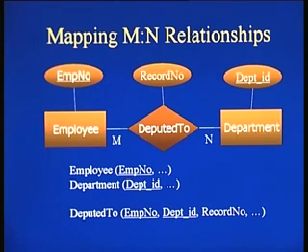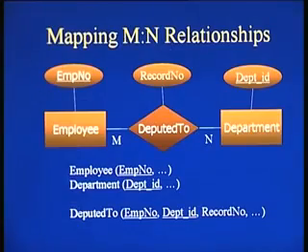How do we map m:n relationships? Now what is an m:n relationship? An m:n relationship essentially says that m different entities of the first type can be associated with n different entities of the second type. Therefore, there is no unique identification. That is, given an employee in the previous case, one could uniquely identify the department with which the employee is working, because each employee can work in at most one department.